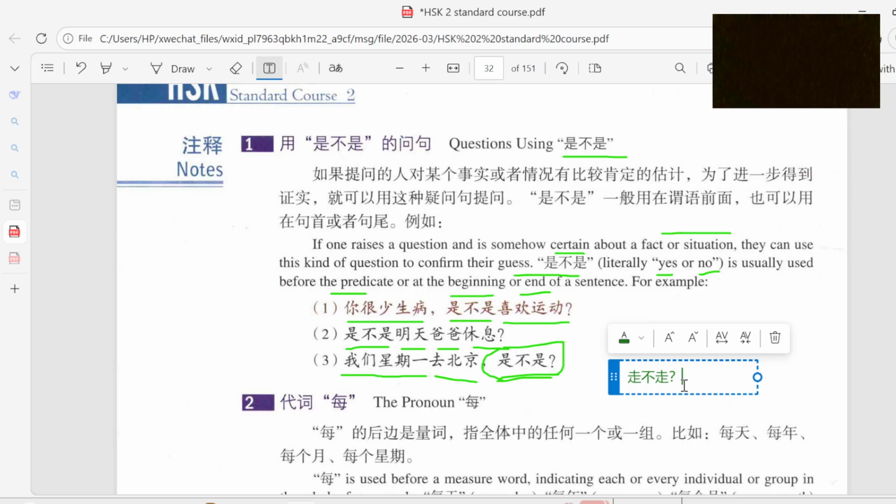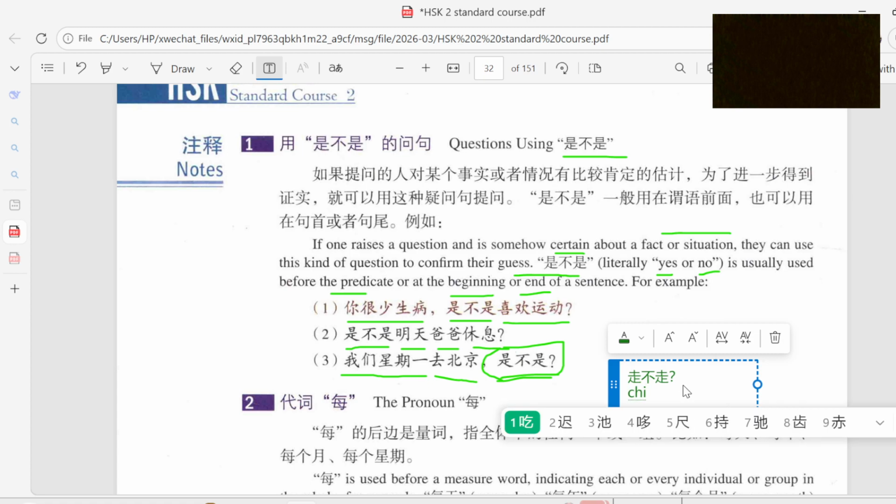You see, it makes sense. Are you going or not? Tonight, let's go, maybe watch a movie. 走不走? And they'll answer 走 or 不走. You can be inviting someone to eat food. Eating is 吃. Maybe someone is giving you something to eat, and the person will say 吃不吃? You see, 吃不吃.